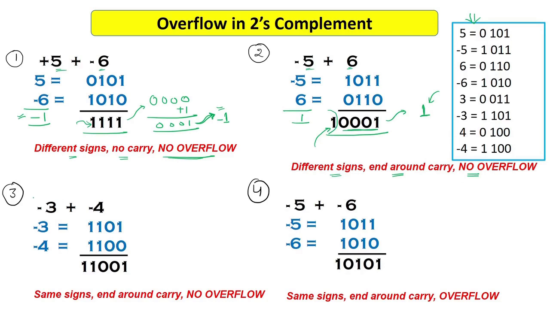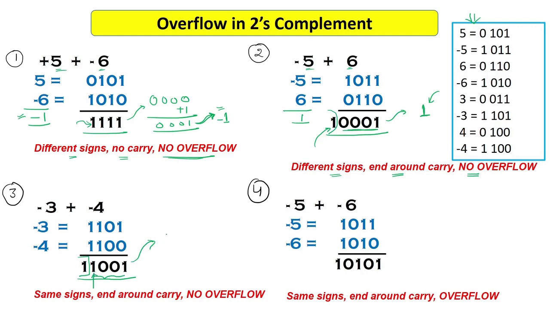Now let's add these negative numbers, -3 and -4, both are negative. When I added them, I got 1, 1, 0, 0, 1. So this fifth bit is the end-around carry, or the carry-out bit, and it is discarded. Now this 1, 0, 0, 1 is actually a negative number because the last bit is 1.